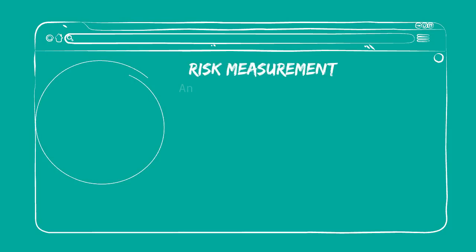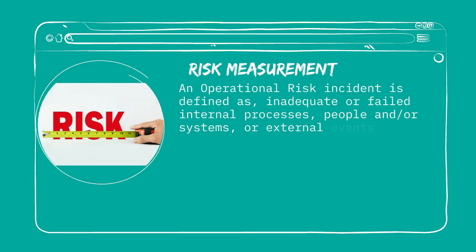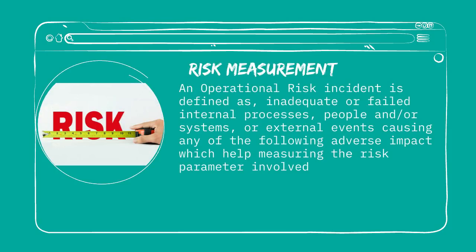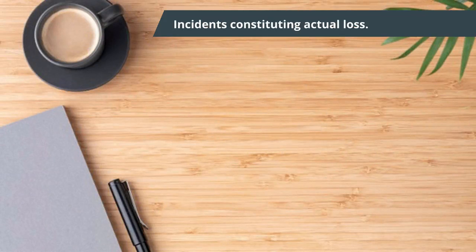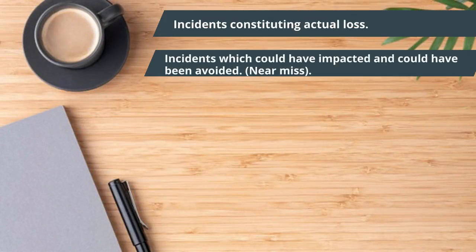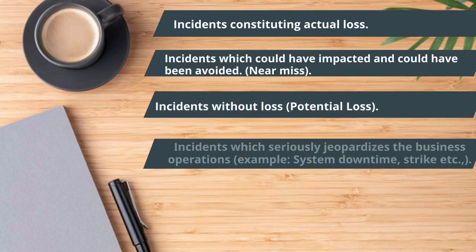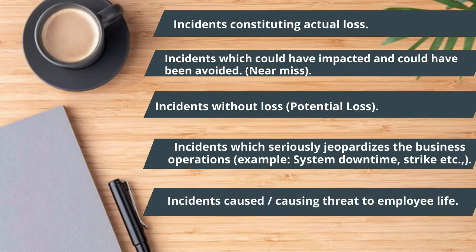Risk measurement. An operational risk incident is defined as an inadequate or failed internal processes, people, and systems, or external events causing any of the following adverse impact, which helps measuring the risk parameter involved. That is, incidents constituting actual loss, incidents which could have impacted and could have been avoided, near miss, incidents without loss, potential loss, incidents which seriously jeopardize the business operations, for example, system downtime, strike, etc., incidents caused or causing threat to an employee's life.